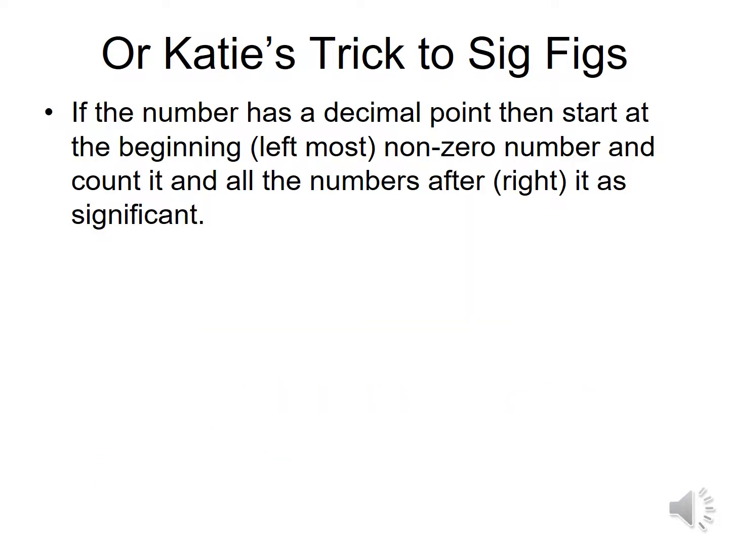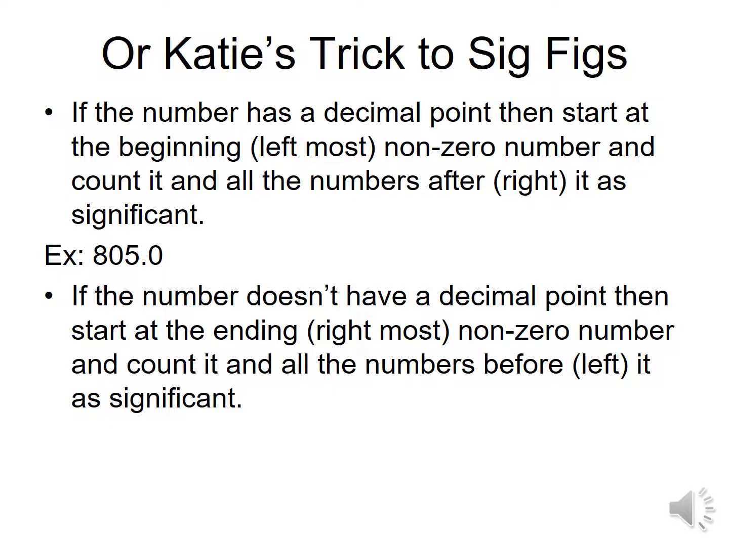There is a trick. A former Chem 106 teacher, Katie, came up with this. If the number has a decimal point, then start at the beginning and all of your leftmost non-zero digit numbers count, and numbers after it to the right are significant figures. When the decimal is present, zeros to the right are significant figures. 805.0.